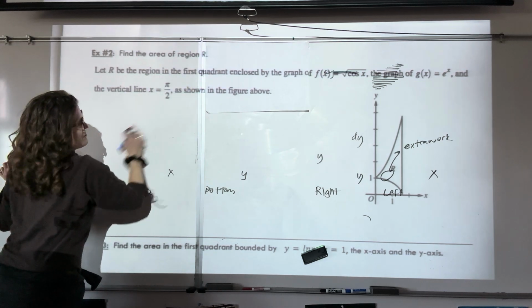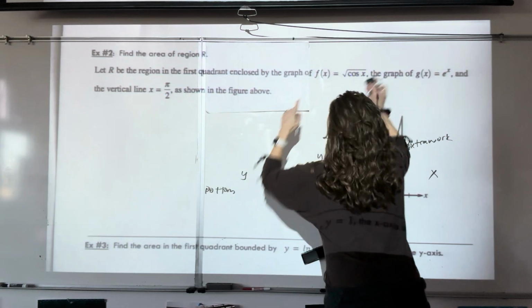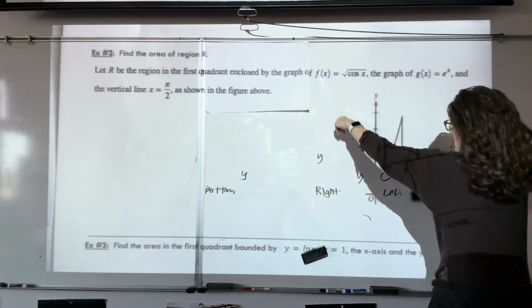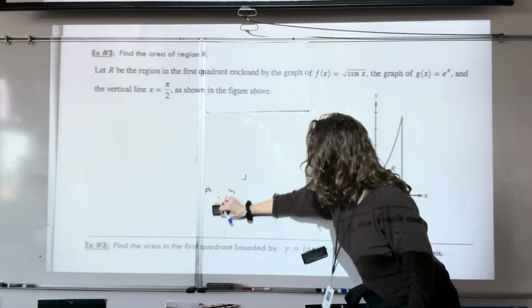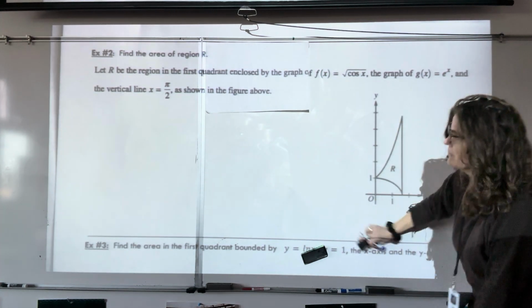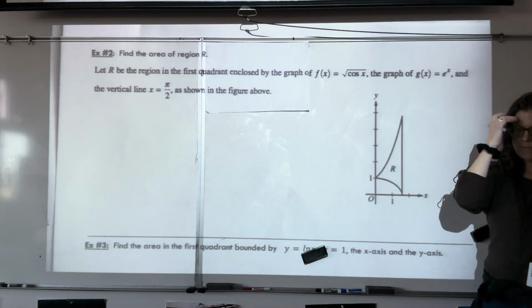Okay, let R be the region in the first quadrant enclosed by that. So go ahead and use your calculator. Type that in as your Y1. Oh, and this one, I remember, they gave us a cute little picture. So maybe we don't even have to use our calculator for this one. I bet we could figure this out.